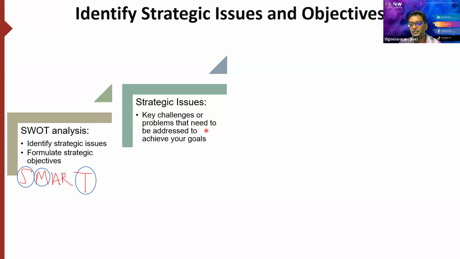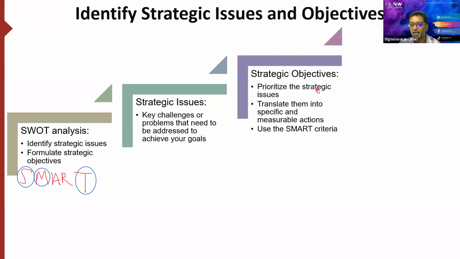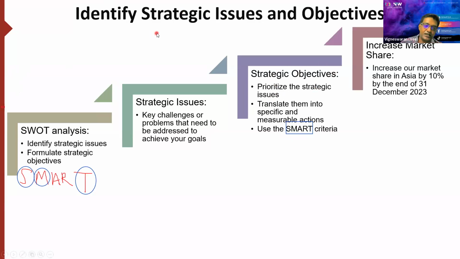Now, from every strategic issue, we will develop what we call a strategic objective. The strategic objective is what we need to develop using SMART. Don't worry, we will see later what is SMART. If we do that, then we will be able to address our strategic objective effectively. One example of a SMART goal is something like this: increase our market share in Asia by 10% by the end of 31st December 2023.